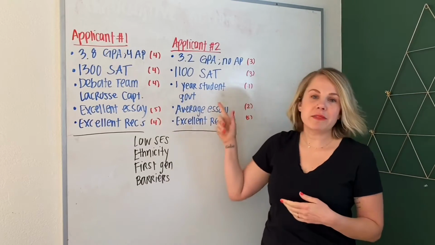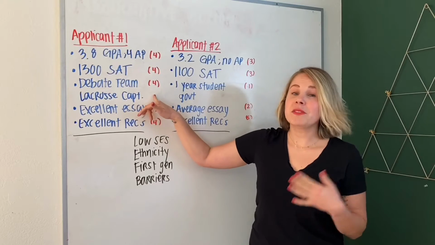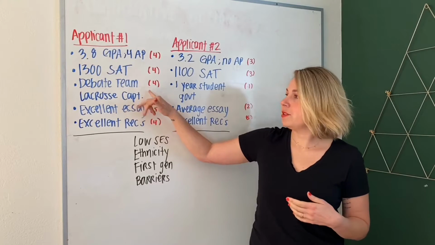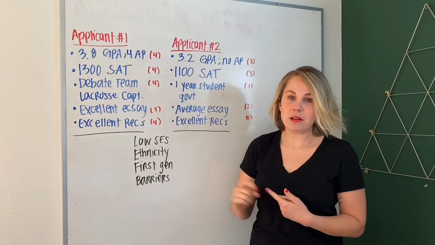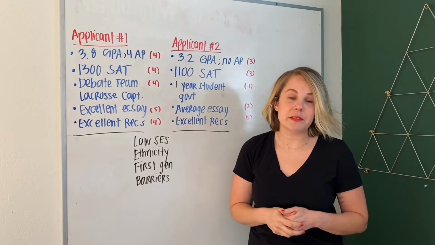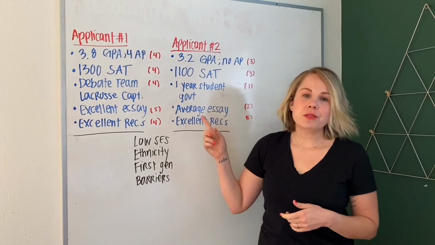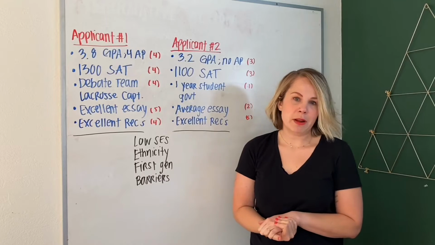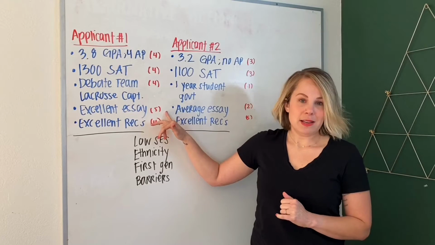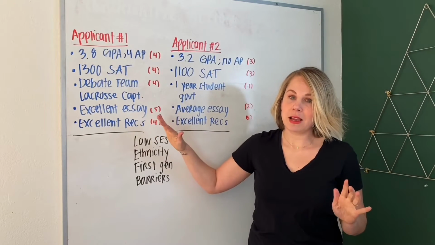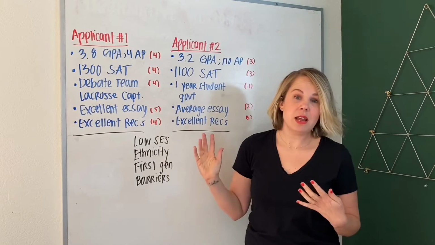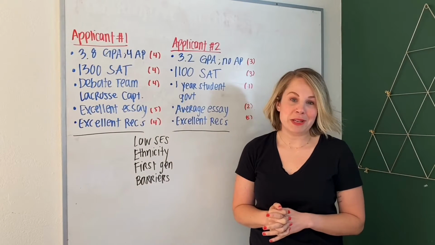This applicant has 1,100. In terms of extracurriculars and leadership, this student was on the debate team all 4 years, also played lacrosse, and was captain of the lacrosse team. Applicant 2 has 1 year of student government, that's about it. They have their essays. This student has an excellent essay. This student has an average essay. And then they both have excellent recommendations.